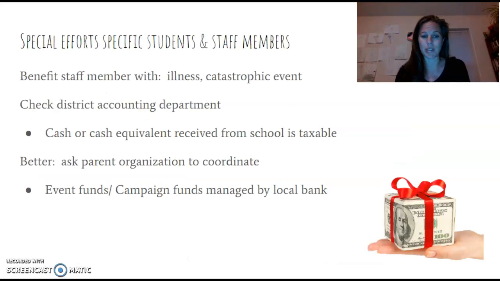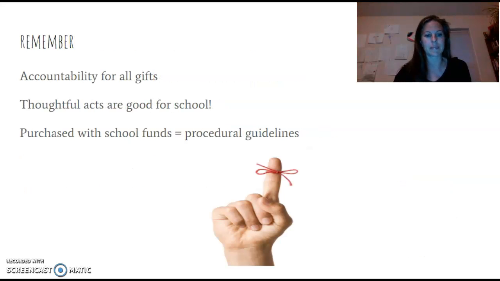The textbook notes that it is usually better to solicit the PTA or other parent organizations for things like illness funds or catastrophic events. A principal must remember that any cash or cash equivalent received from the school is taxable and must be reported accordingly. The textbook also notes that it is perfectly acceptable to have any of these event funds managed by the local bank. Remember, a school must have proper accountability for all gifts.